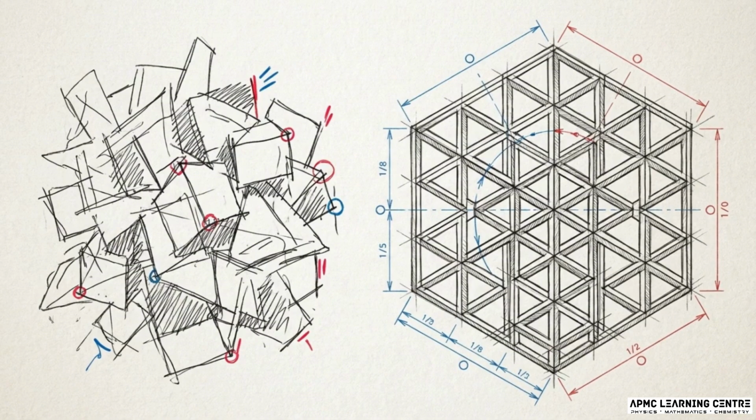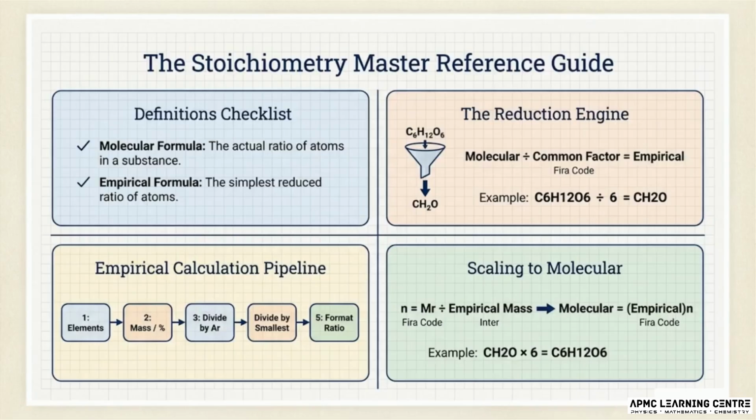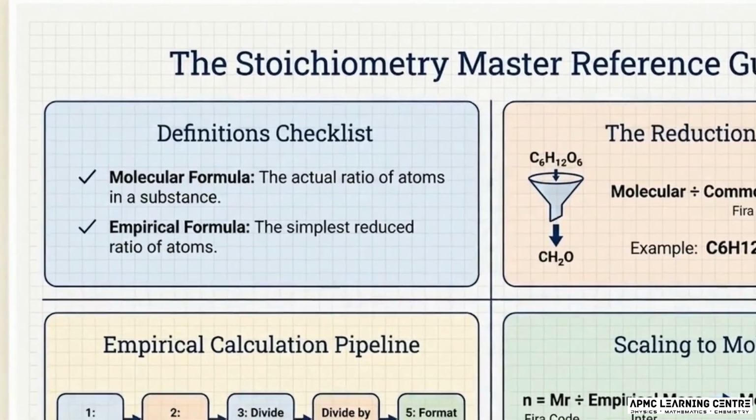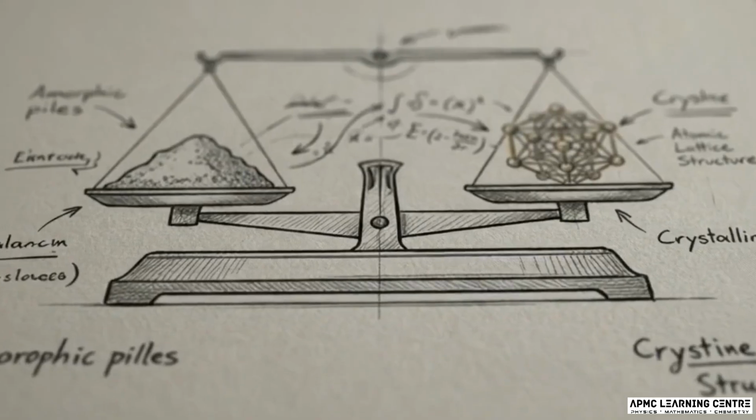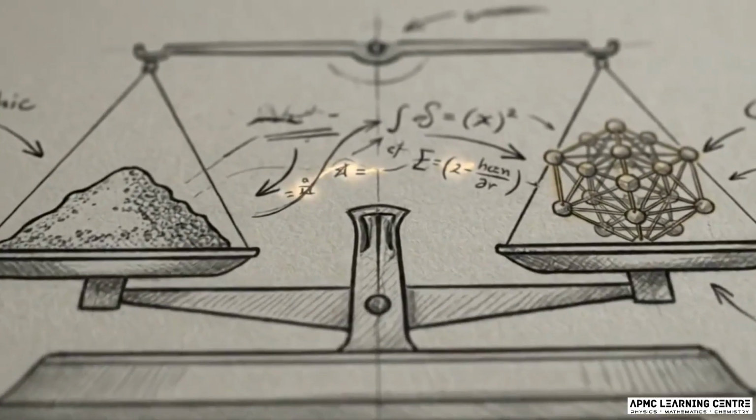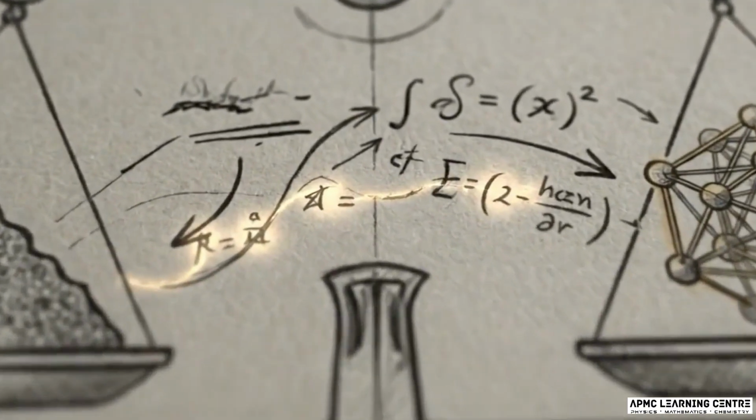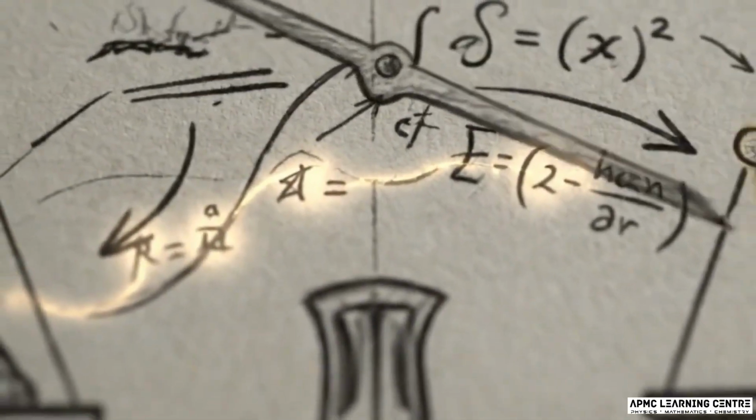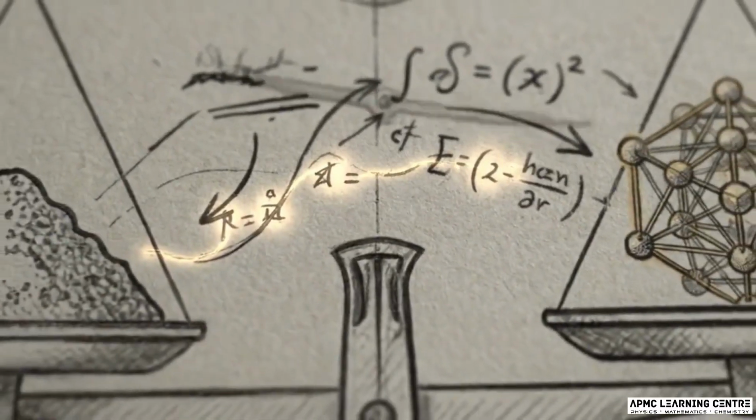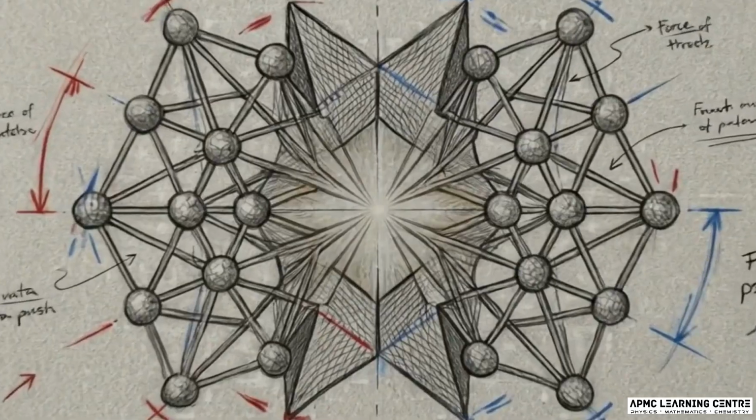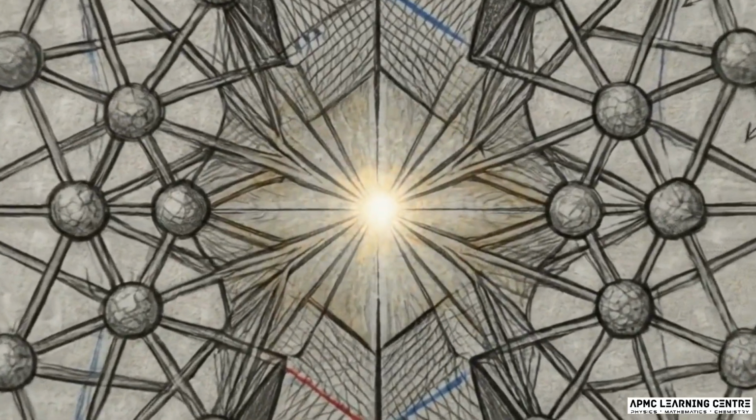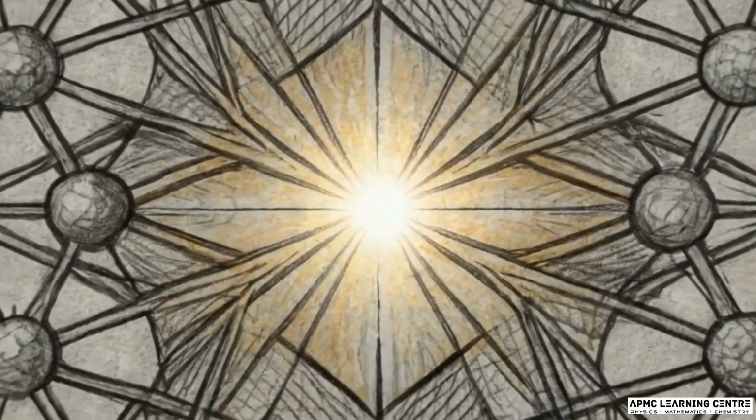This image is the complete stoichiometry master reference guide. It recaps our checklist. The molecular formula is the actual atomic count of a substance, while the empirical formula is its foundational reduced ratio. The common factor and the 5-step pipeline act as the unbreakable mathematical links between visible weight on a scale and the hidden atomic structure. Chemists use these blueprints to map the internal architecture of matter, translating raw weights and percentages into a precise model of the physical world.